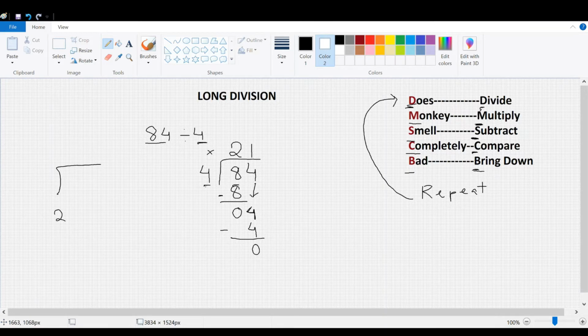Now compare. Is 0 less than 4? Yes, it is. And now bring down the next available number. We don't have any other available number. So we will end the division here. So our answer or the quotient is 21.